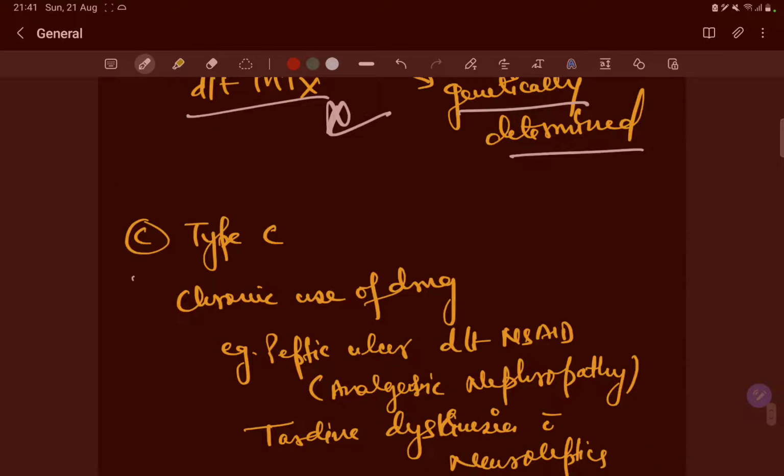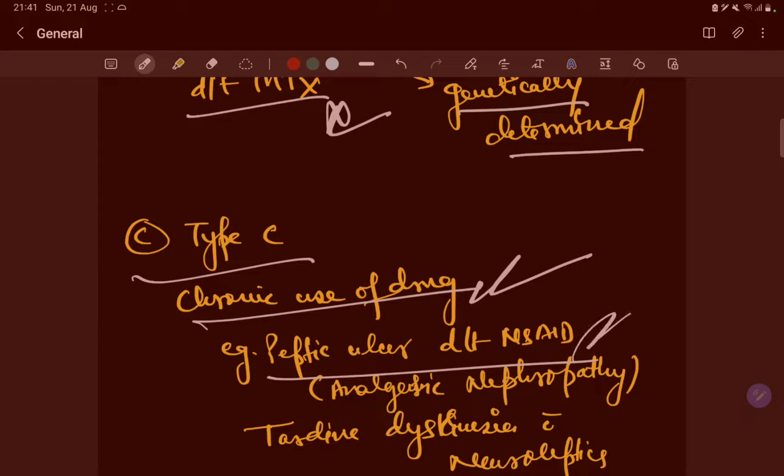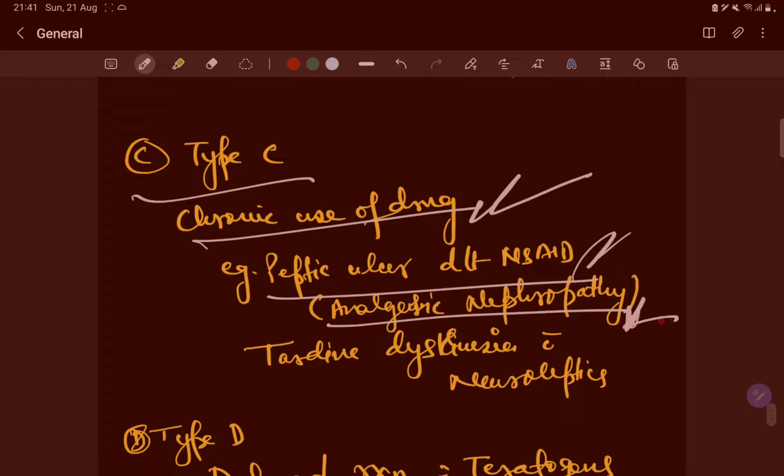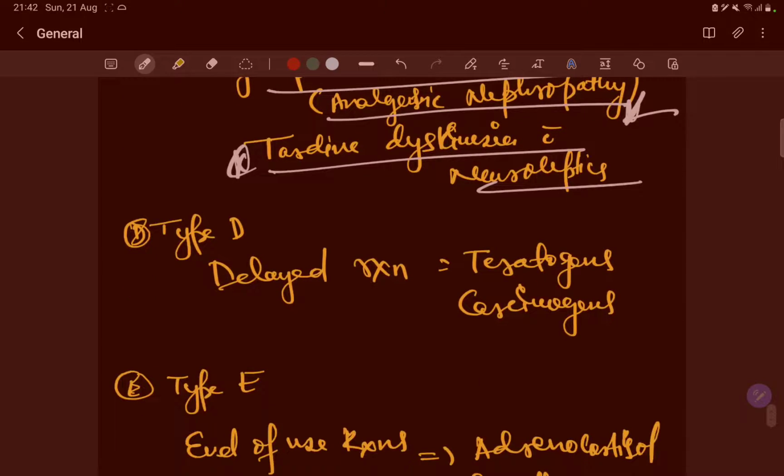ठीक है. सी से क्या होता है? क्रॉनिक यूज ऑफ द ड्रग. क्रॉनिक यूज ऑफ द ड्रग से क्या होता है? पेप्टिक अल्सर ड्यू टू एनसेड. तो एनाल्जेसिक नेफ्रोपैथी जो होता है, इट इज़ अ टाइप C टाइप, है ना. टार्डिव डिस्काइनेशिया इन न्यूरोलेप्टिक्स. न्यूरोलेप्टिक्स इज ऑल्सो अ टाइप C टाइप. क्रॉनिक यूज ऑफ द ड्रग टाइप, एडवर्स ड्रग रिएक्शन.